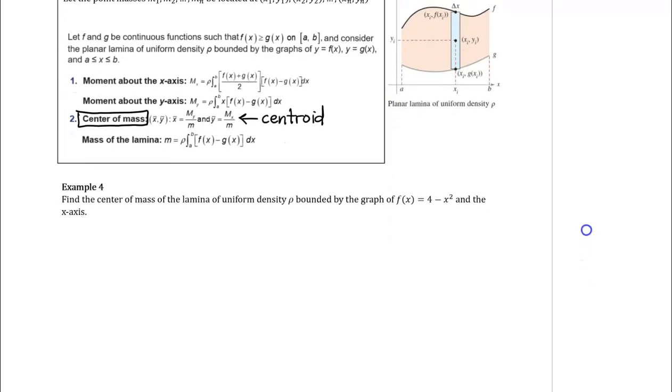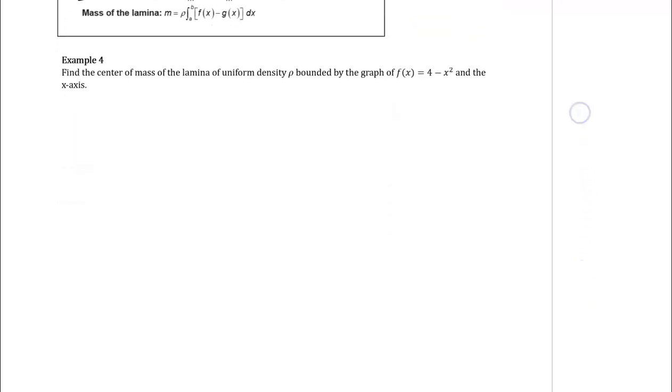So starting in example 4, we're looking for the center of mass of the lamina of the uniform density, rho, bounded by the graph of f of x is equal to 4 minus x squared and the x-axis. I begin by just sketching the region 4 minus x squared. It is a parabola that opens downward that has been shifted up 4. It is this region here.